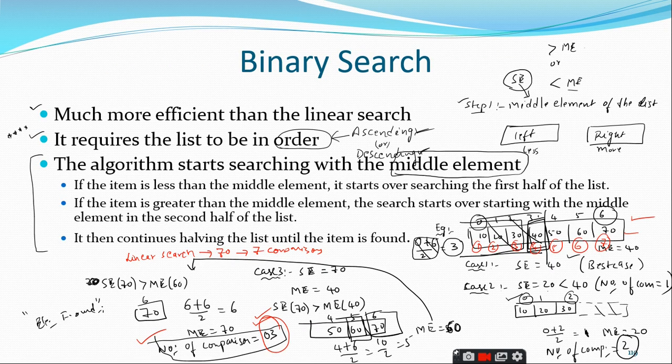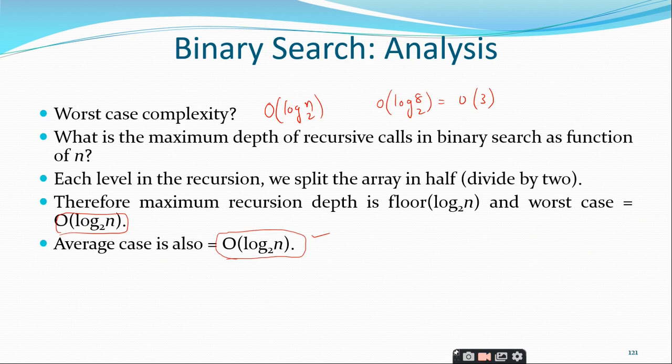And finally, we went through the discussion of binary search, took an example, evaluated it, and compared it with linear search, and we showed how binary search is more efficient than linear search. And finally, we have seen the worst and average case analysis of binary search.